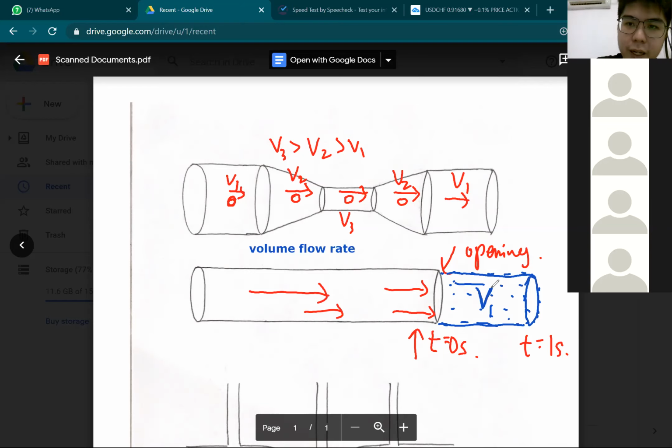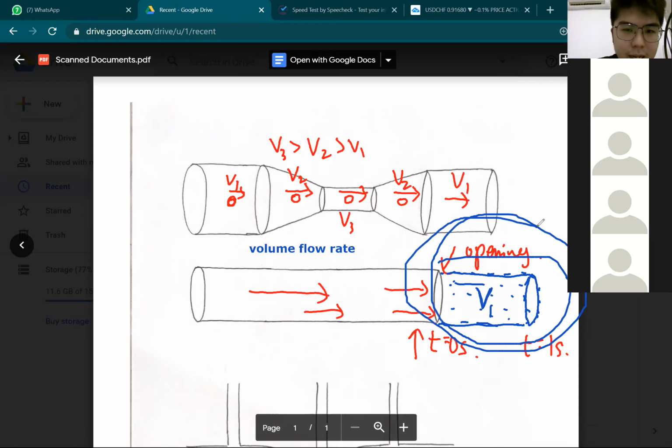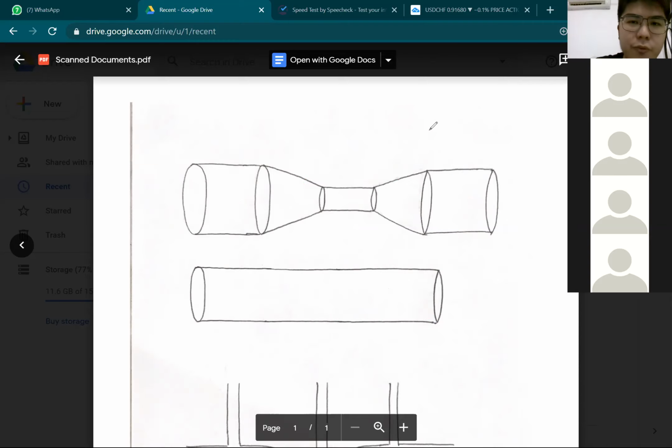Now, there is a principle saying that the volume flow rate is constant in the pipe. Whatever type of pipe it is, the volume flow rate must be constant. Meaning that if this amount of water flows out in 1 second, at any point it must maintain this amount of water flowing in 1 second. Now let me go back to the first tube just now. Why does the velocity increase? Let's start with the volume flow rate.